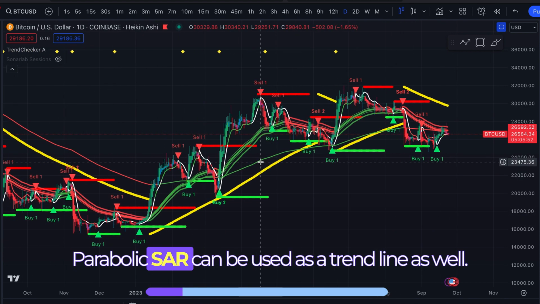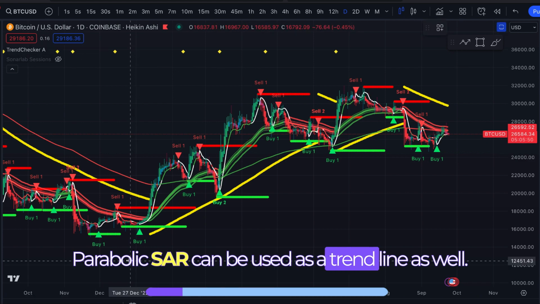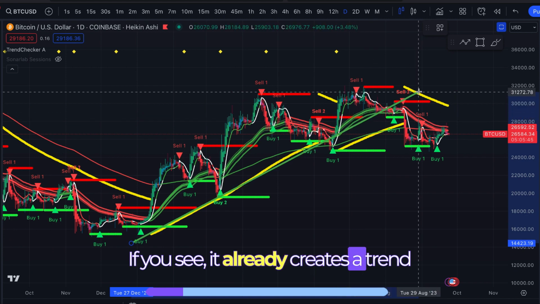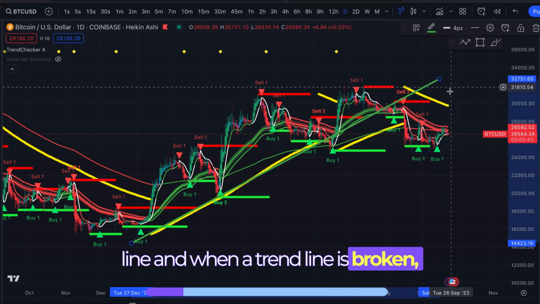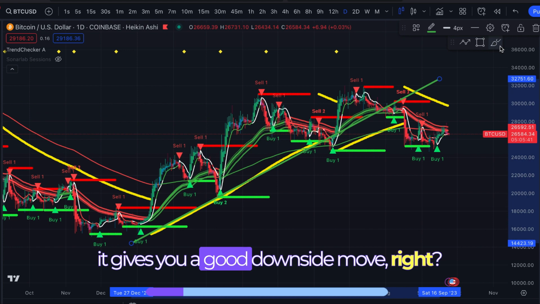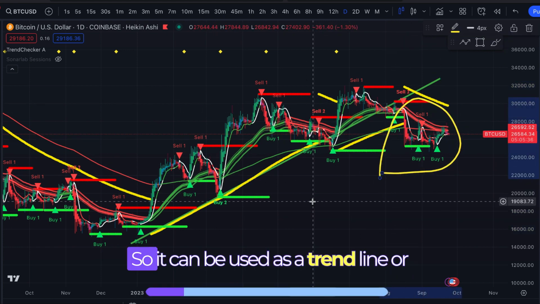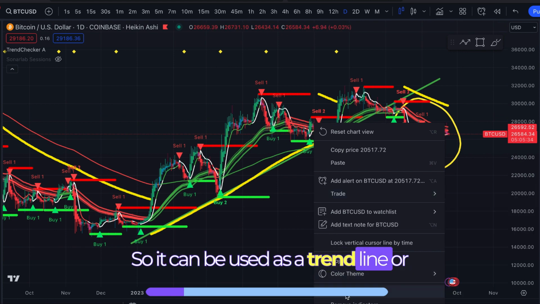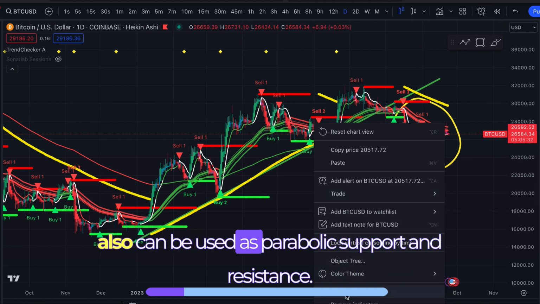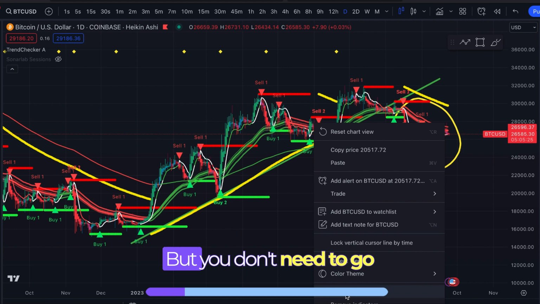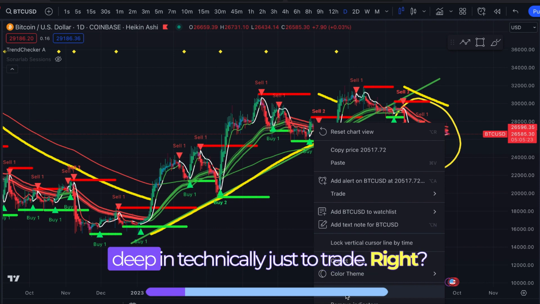Right? Parabolic SAR can be used as a trend line as well. If you see, it already creates a trend line, and when the trend line is broken, it gives you a good downside move, right? So it can be used as a trend line, or also as parabolic support and resistance. This is the basic understanding of PSAR. It is more than that, but you don't need to go that deep technically just to trade, right?